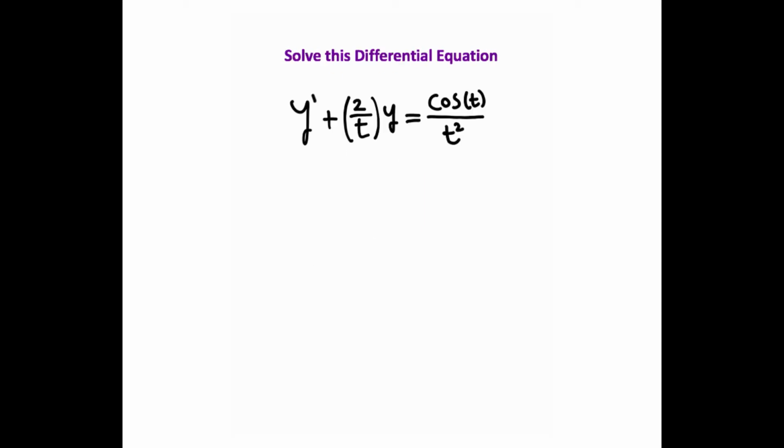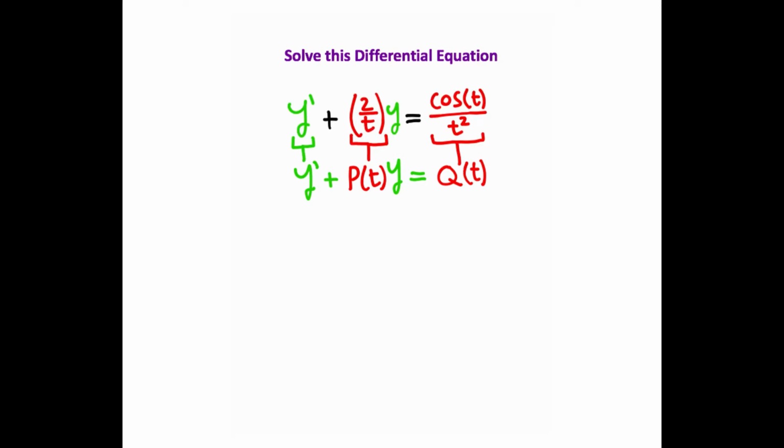Alright, so let's say we have a differential equation like this. Now in order to determine if you have a linear first-order differential equation, it needs to fit this format right here. And as you can see, we actually fit this format perfectly. We have our function p of t right here and our function q of t right here. So we know that we fit this linear first-order differential equation.